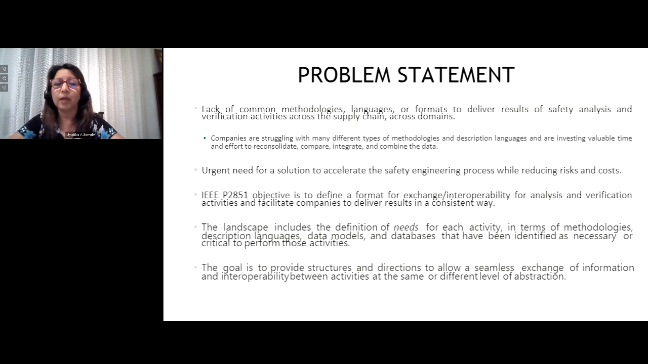The landscape, as we will define it and as included here in the presentation, defines those interoperable problem statements or needs, as we call them, for each activity, where we will need to address this issue of providing that consistency in terms of description language, data model, database, and methodology. The ultimate goal of P2851 is to provide structures and directions to facilitate that seamless exchange of information between activities at the same or different levels of abstraction.